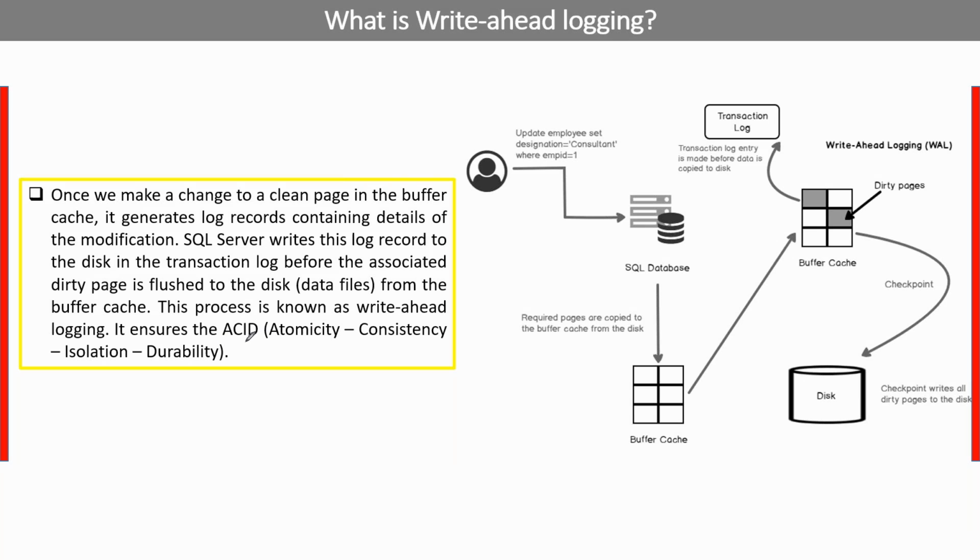ACID stands for atomicity, consistency, isolation, durability. So D stands for durability. To satisfy durability, to satisfy the WAL concept, Microsoft makes an entry in the log file. Make sense?